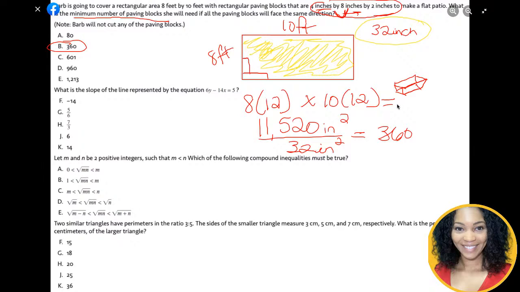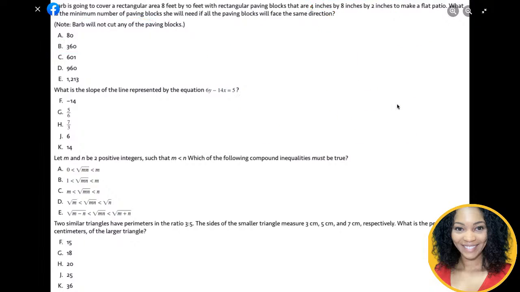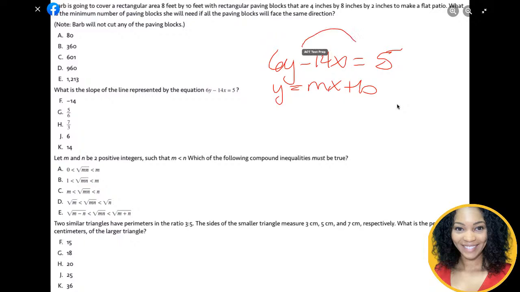So here we go. What is the slope of the line represented by the equation 6y minus 14x equals 5? So for a question like this, you're going to want to remember your slope-intercept form. You can go ahead and convert this over into slope-intercept form, and then you'll be able to just read off the slope of the line. And slope-intercept form is y equals mx plus b. You can just isolate that y. So we're going to move 14x over.